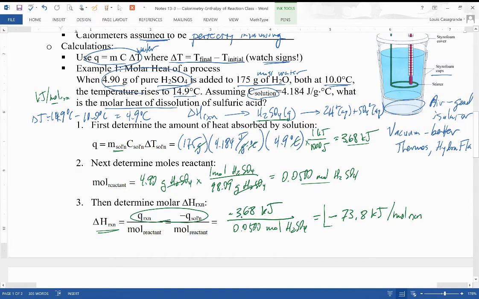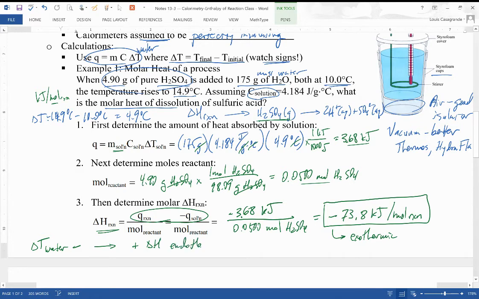So that's how we get the delta H, the enthalpy change for this reaction. Notice that because it's negative, this is an exothermic reaction. If we had had a negative temperature change in the water, so if the delta T of the water was negative, that would lead to a positive delta H, and that would be endothermic. So if the water temperature goes down, that's going to be your sign for an endothermic reaction, and you will have some of those on the homework tonight.